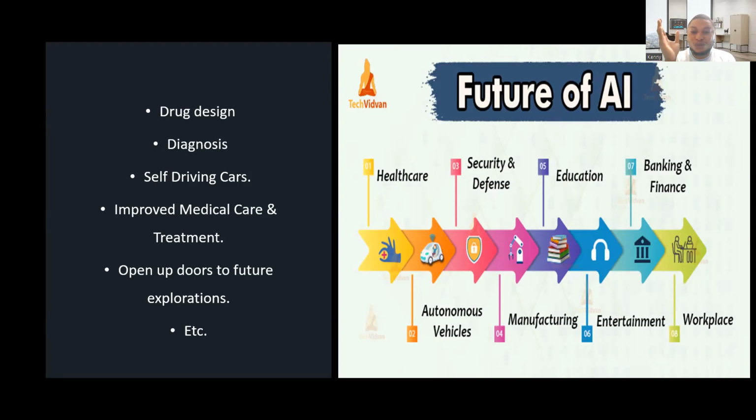That's AI being used in diagnosis. Look at this, even with COVID, AI has been used in contact tracing. Yes, we use AI in contact tracing. The moment you tag someone as COVID positive, it gives you information about how many people have come in contact with that individual. That's AI at work. We've talked about self-driving cars, improved medical care and treatment, open doors to the future, exploration, and many more.